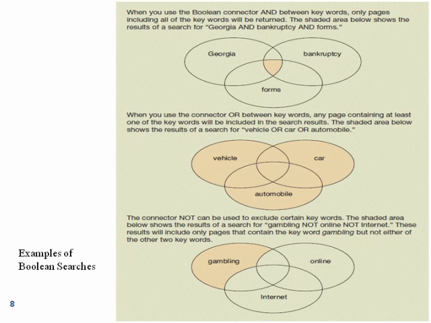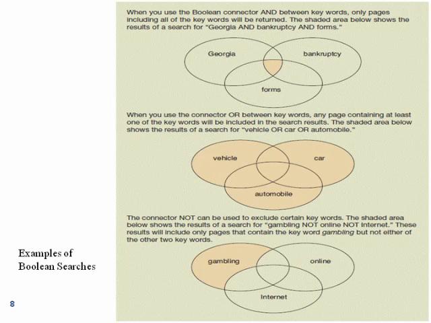This is from the textbook, and this gives you the same type of information. In this case, you want Georgia and bankruptcy and forms. If you were to have had access to, let's say you wanted bankruptcy and forms but not Georgia, it would be this box right here. But you want all three of these terms. If one of these terms is missing, you're not interested in that information.